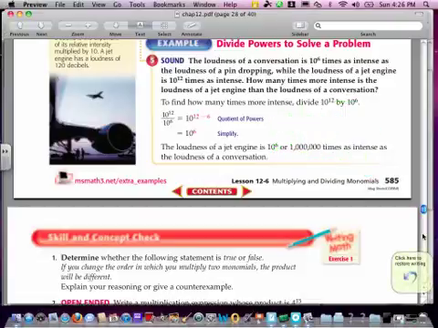I think hopefully these are pretty straightforward for you. So I think you're good to go on this particular section here. So go ahead and get started.